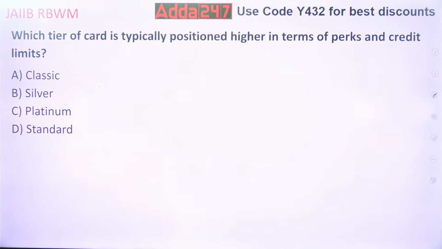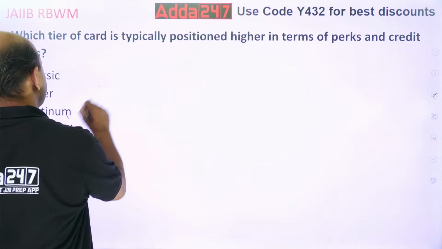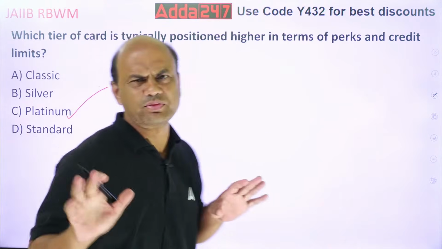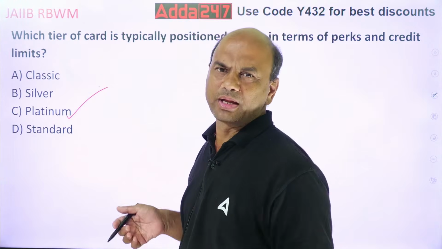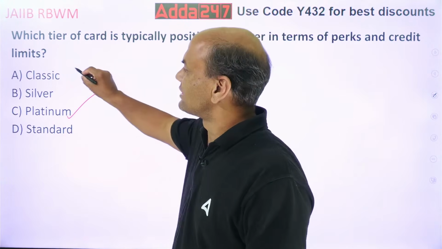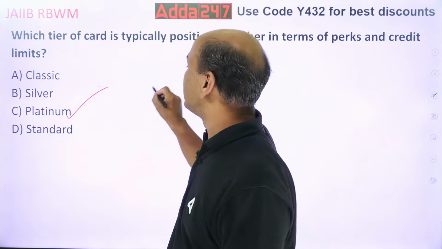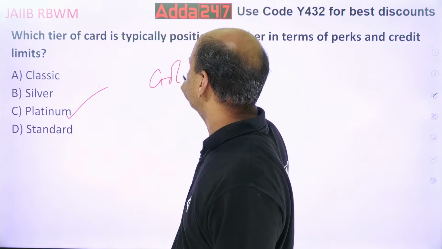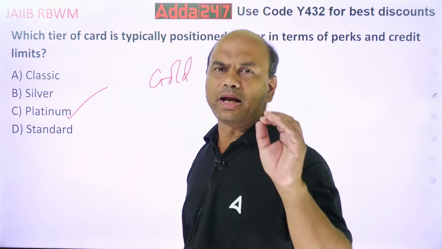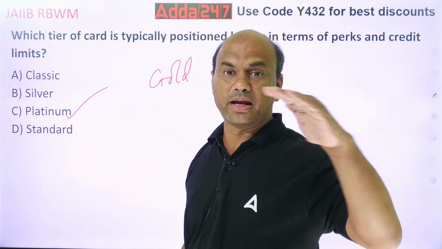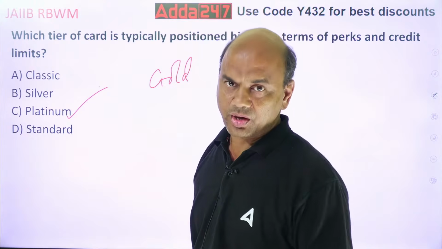C, platinum, correct. Platinum card is always higher. See, it's always very simple. It depends on company to company, bank to bank. Some banks give classic, then silver, then they give gold also. Then they have some standard card, then they give platinum. Platinum is generally given at the end, highest level.